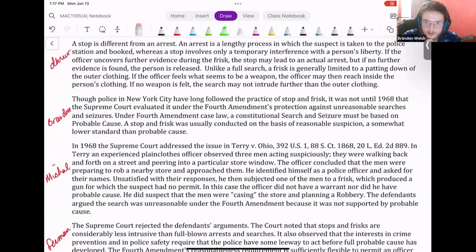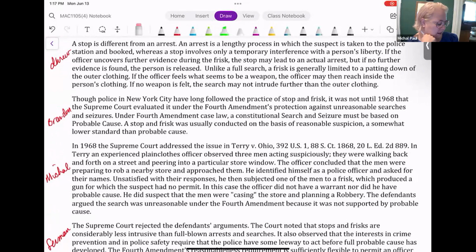Though the police in New York City have long followed the practice of stop and frisk, it was not until 1968 that the Supreme Court evaluated it under the Fourth Amendment's protection against unreasonable searches and seizures. Under Fourth Amendment case law, a constitutional search and seizure must be based on probable cause. A stop and frisk was usually conducted on the basis of reasonable suspicion, a somewhat lower standard than probable cause.